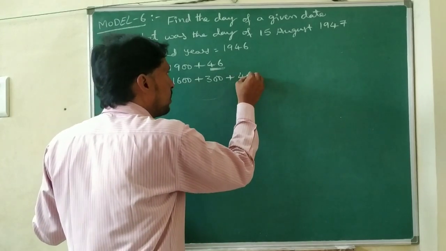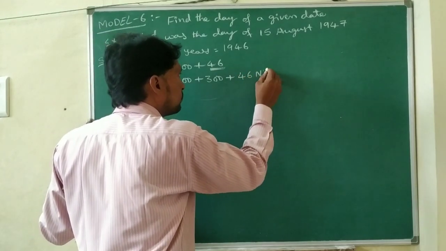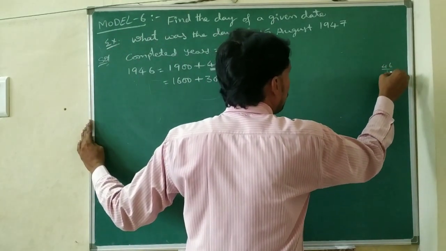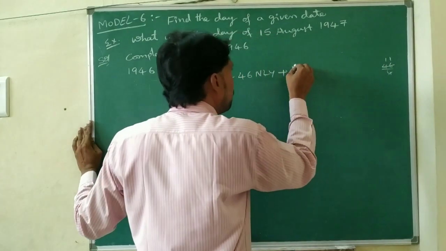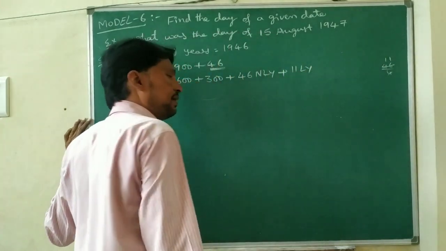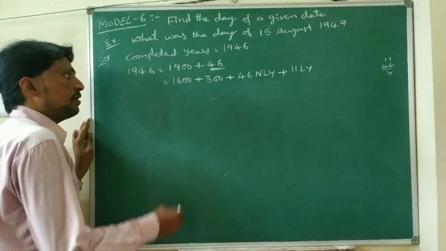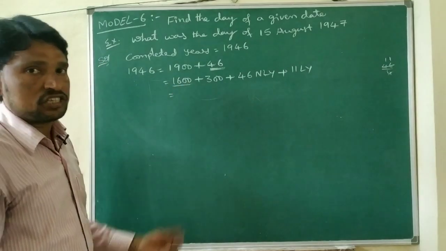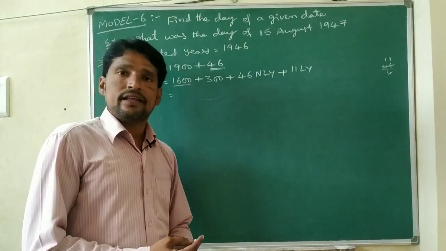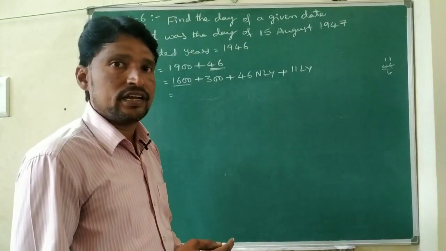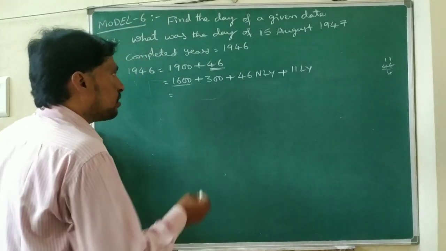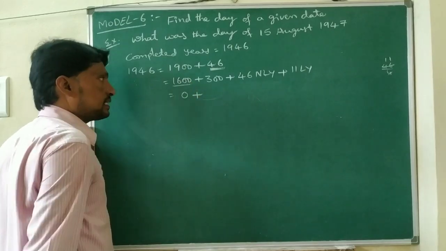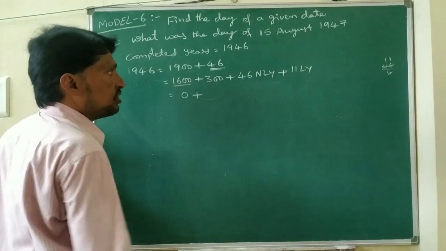So 46 non-leap years we are getting, plus 46 by 4, which means 11 leap years we are getting as completed ones. So 11 leap years. The multiples of four centuries are 400, 800, 1200, 1600, 2000. So what is the odd day of 1600 years? That is 0. Next, here this is the centuries one.